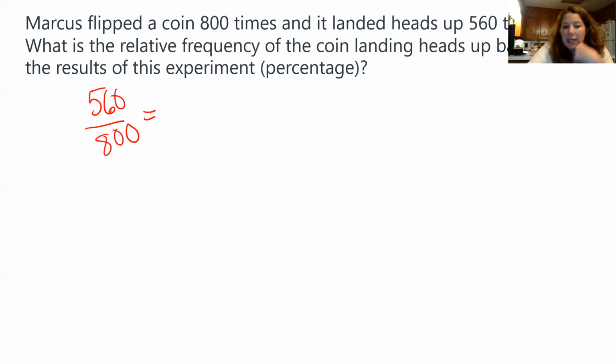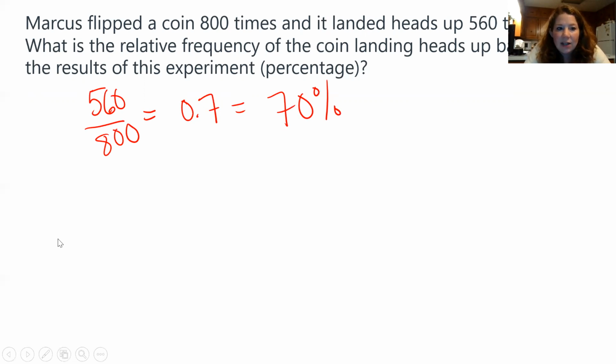So I'm just going to use my little handy dandy calculator. I'm going to divide 560 by 800. And I got 0.7. So 0.7, what percent is that? Move your decimal to the right 2 places. So 70% of the time it landed heads up.